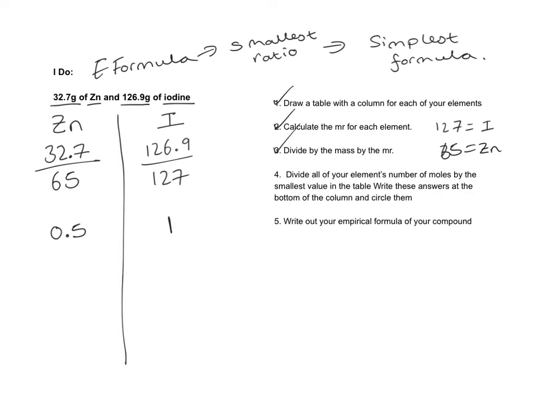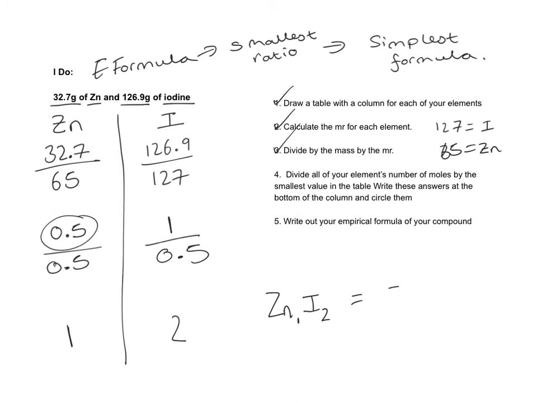Divide all the elements' numbers of moles. So this is what we've worked out, the number of moles here. So these are the number of moles, by the smallest value in the table. So we've got to divide each one by the smallest number. This is the smallest number, so we're going to do 0.5 divided by this, 0.5 divided by this. That's obviously going to give you 1. That will obviously give you 2. Okay, so we've worked out our formula. So it'd be Zn. We could put the 1 if we want, but we don't really need it. I2. So it'd be ZnI2. So that's the simplest formula. Okay, the empirical formula. So we'll have a go at another one.